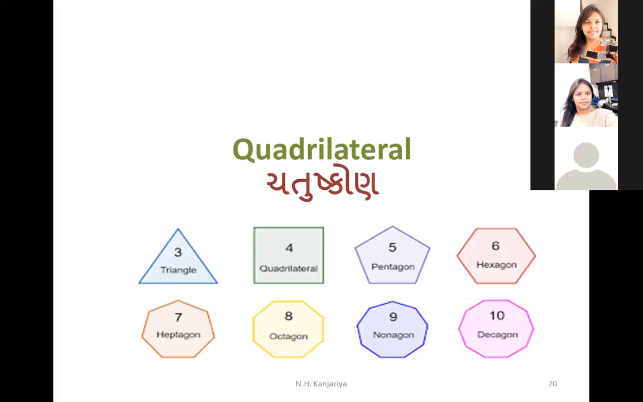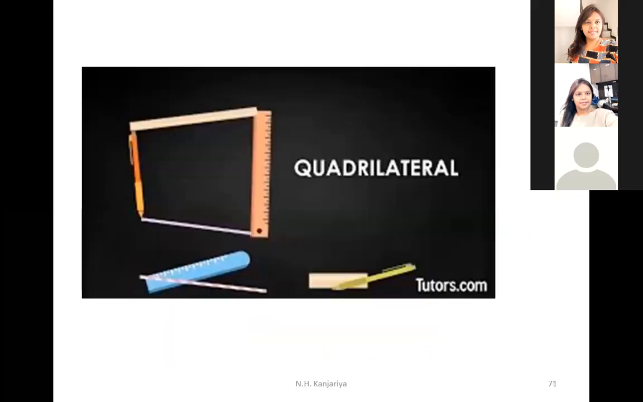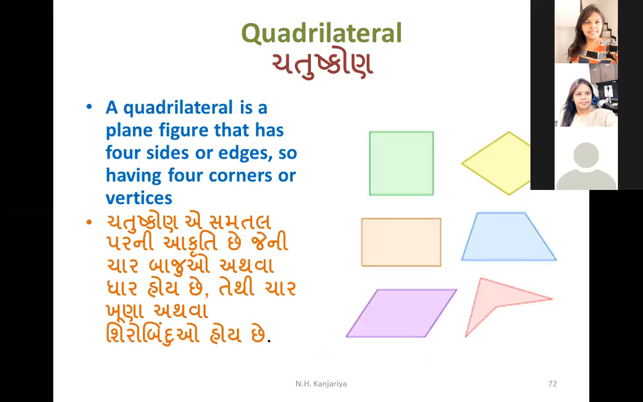A triangle has three sides, and a quadrilateral has four sides. Today our aim is that there are many quadrilaterals available; there are five or six quadrilaterals we discuss here. So look on the screen. There are many figures here, and all of these figures represent a quadrilateral.